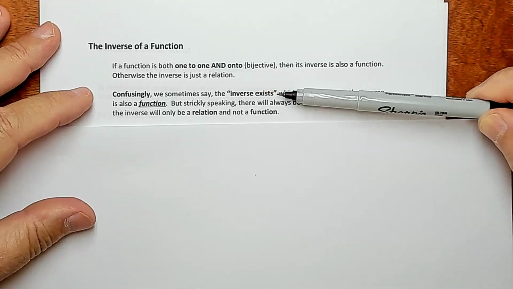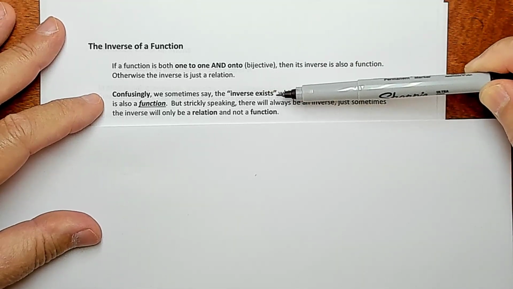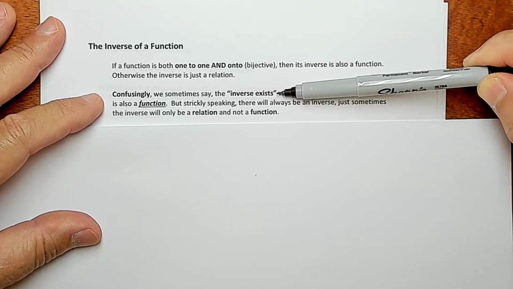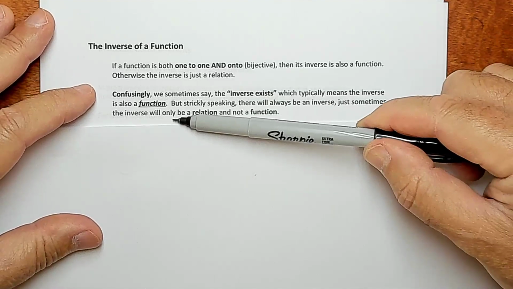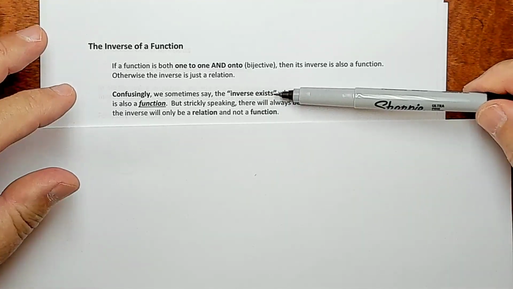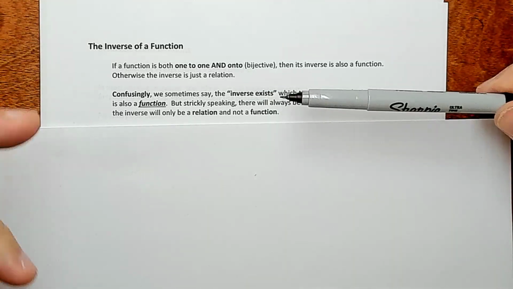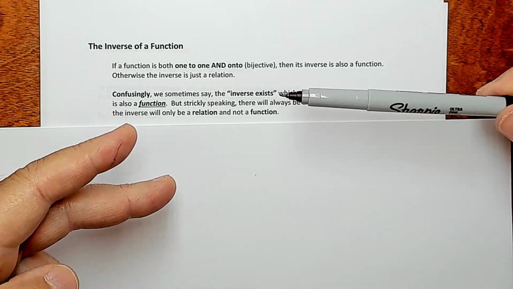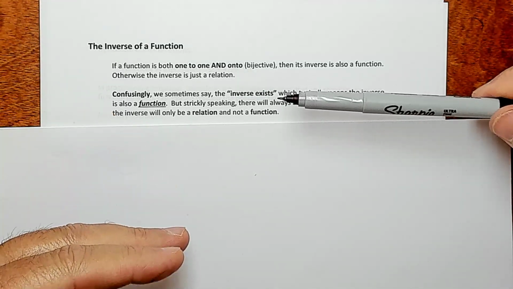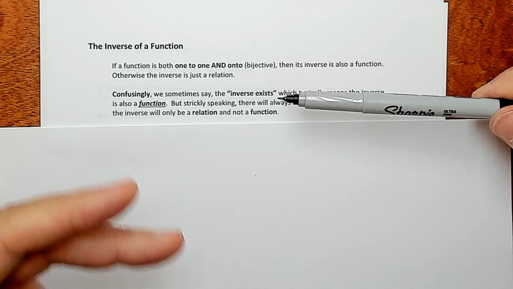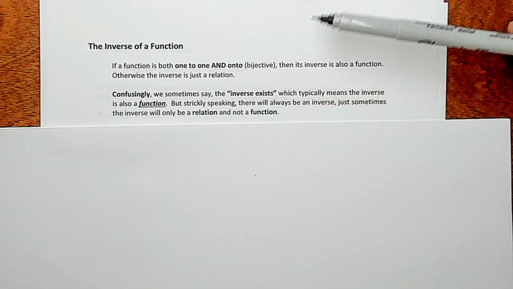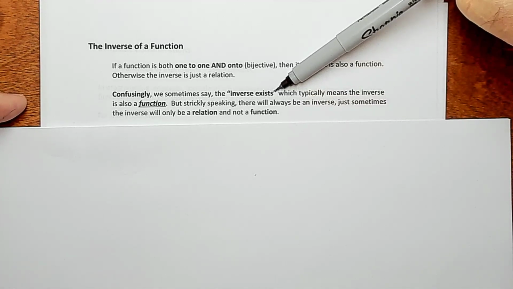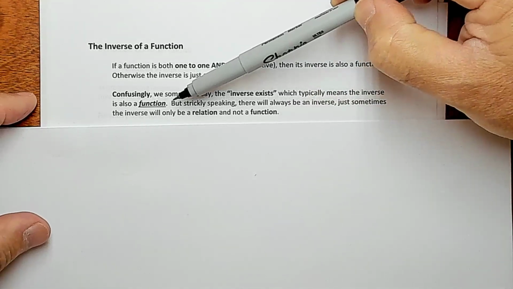Now, to make things a little bit confusing in math, sometimes they say the inverse exists. What they really mean by that is that the inverse is a function. Because technically, you can always take the inverse of a relation. It's just that that inverse of a relation might not be a function. Okay, so once again, when we say the term inverse exists, what we typically mean is that the inverse is actually a function.